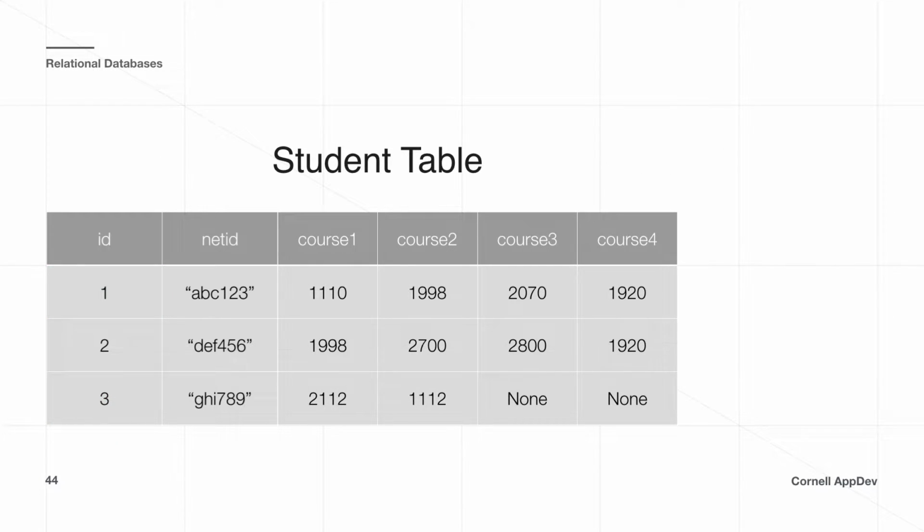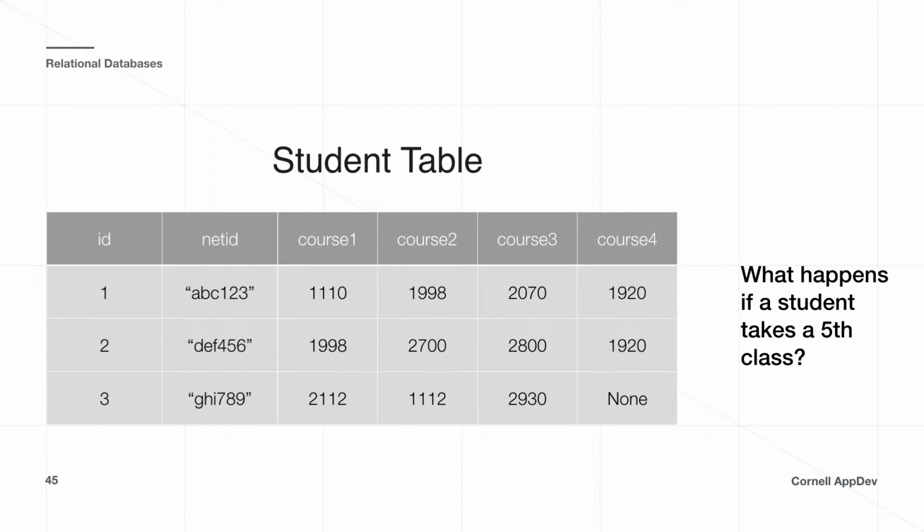The next approach we can try to do this is just have a column for every course that we want our students to take. So that way students could have many courses, and then the course would similarly have some columns, and it would be able to relate back and forth. But the big question with this design is what happens if a student wants to take a fifth class? Because we don't have a column for it.